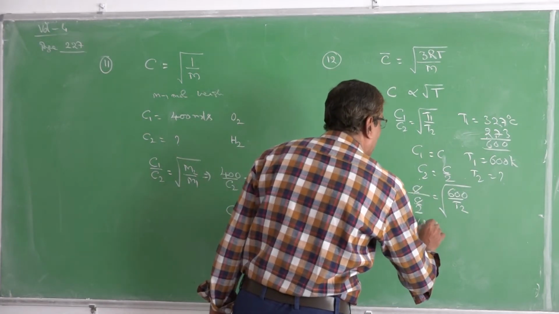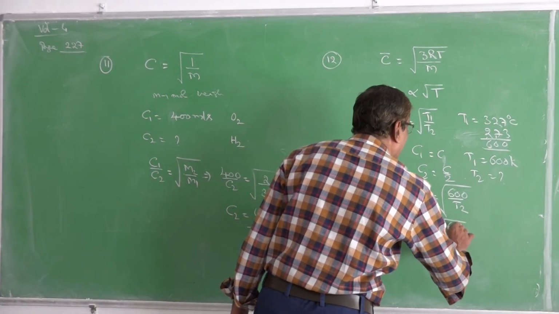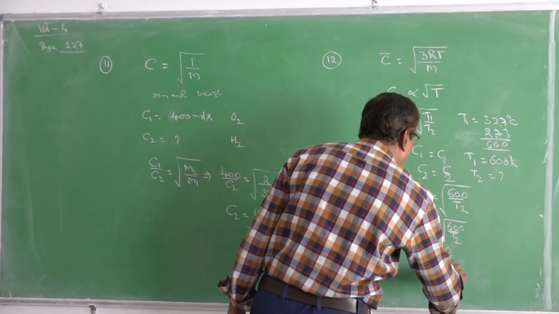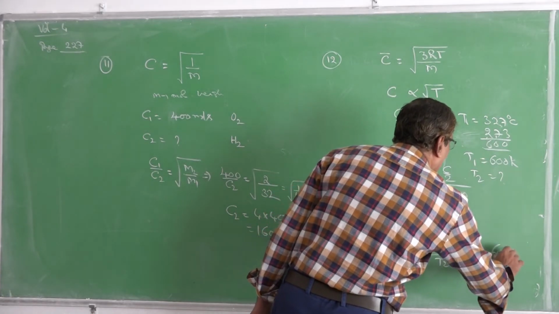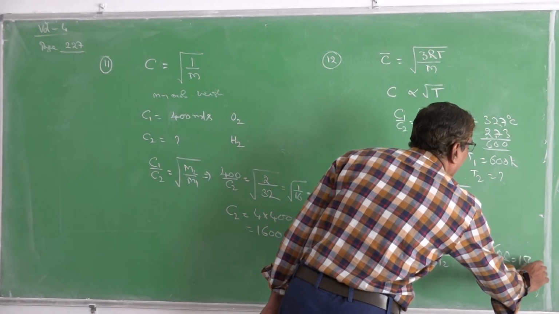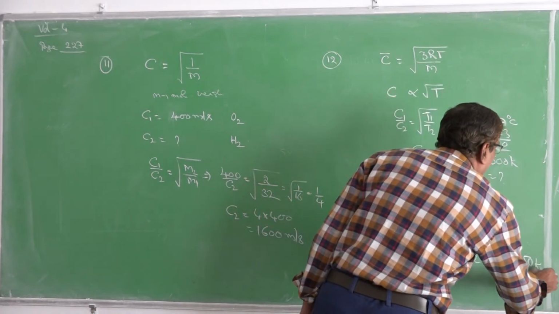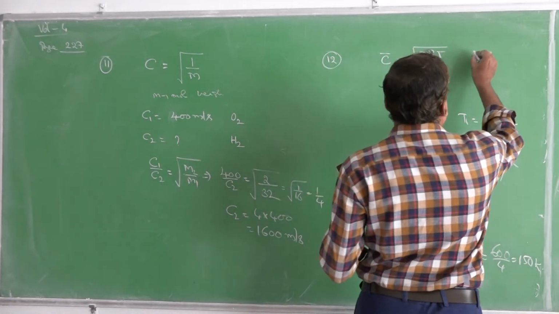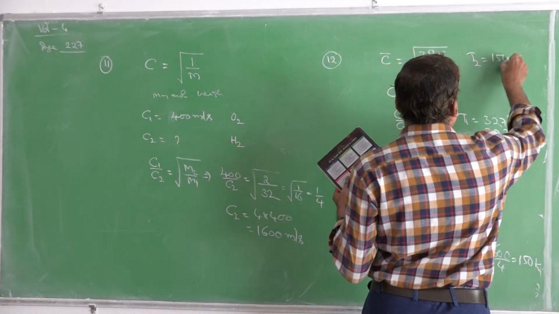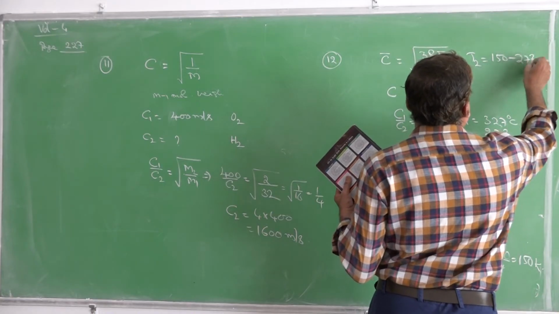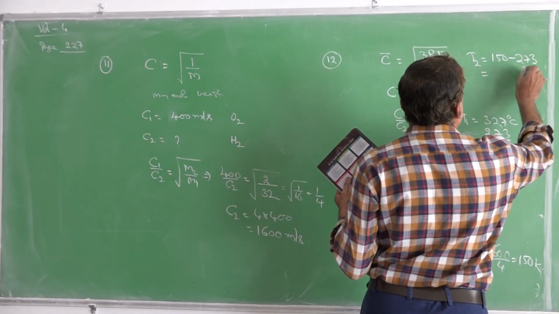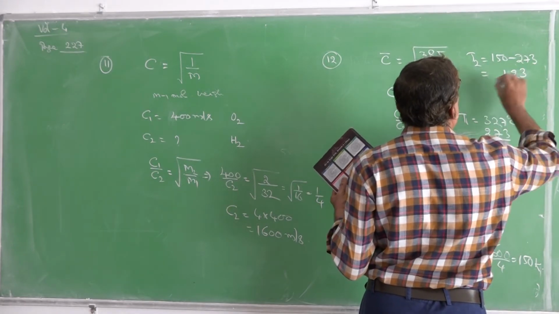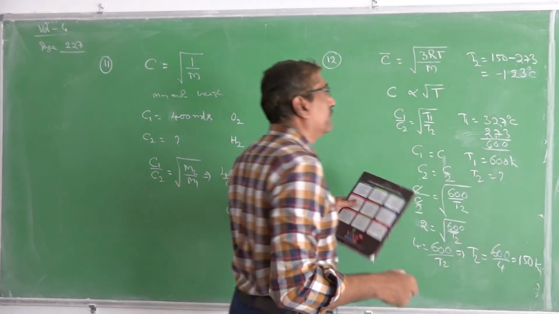So, 2 is equal to square root of 600 by T2. Squaring on both sides, 4 is equal to 600 by T2. This implies T2 is 600 by 4, that is 150 K. But the answer is in degree centigrade. Therefore, T2 is equal to 150 minus 273, that is minus 123 degrees centigrade.